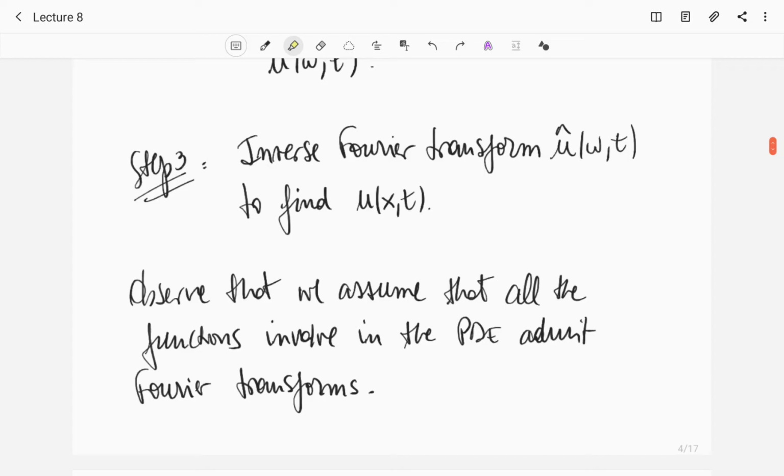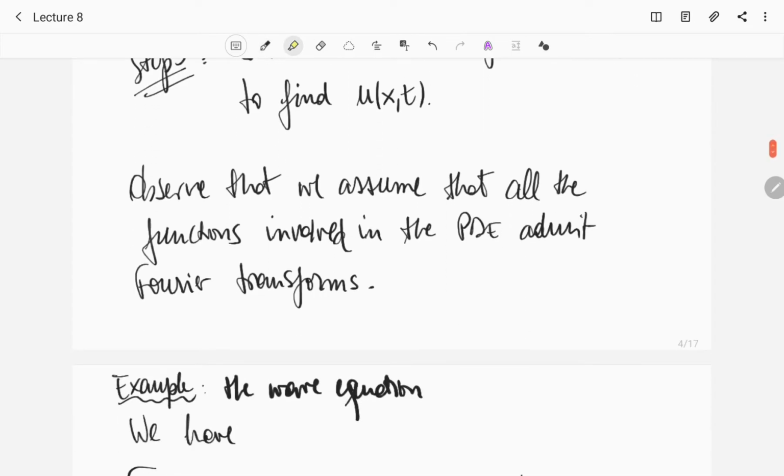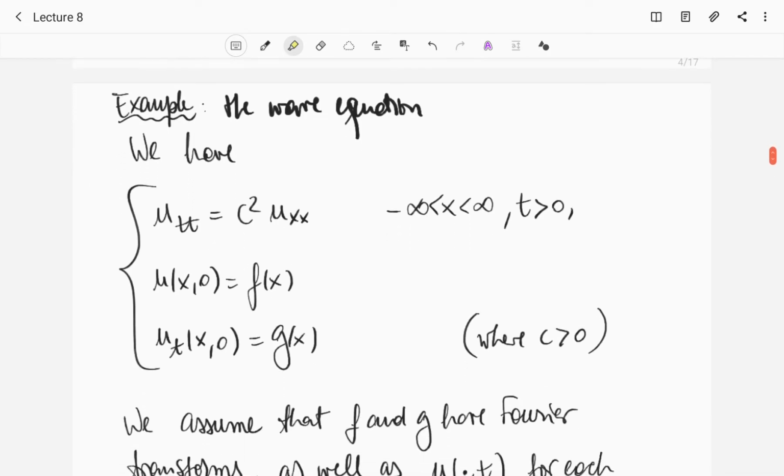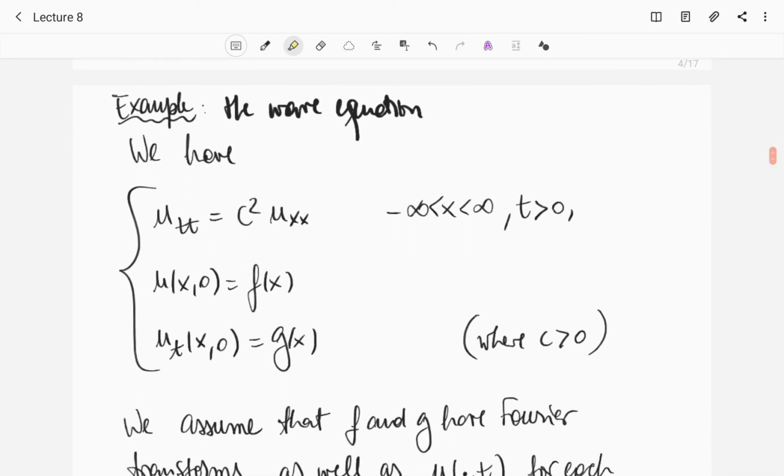Observe that we assume that all the functions involved in the partial differential equation admit Fourier transform. Okay, so, examples. As I said at the beginning, we are going to solve the wave equation and the heat equation. Okay, wave equation. Remember, maybe it's already familiar for you, the wave equation has this second derivative in t of u, this positive constant, and the second derivative in x here, and these initial conditions.